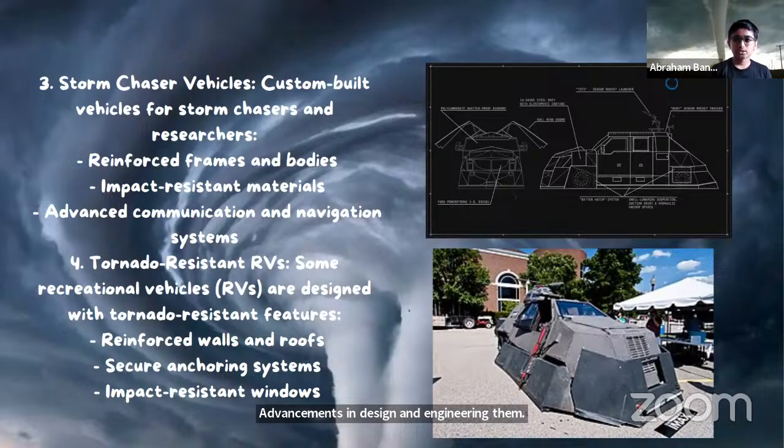The thing with these tornado-resistant vehicles is that they may become a little slow because of all the weight and the additional armor. But they can still go to high speed.